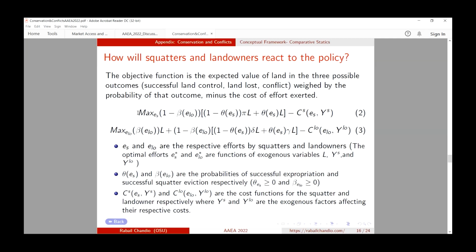So we have different objective functions for the squatter and the landowner. E_S is the effort by the squatter, and E_LO is the effort by the landowner. When they decide to exert effort to gain control of the land, the cost that they face is incurred regardless of whichever outcome they face. The cost is a function of their effort, and it's a function of some external factors over which they don't have control.